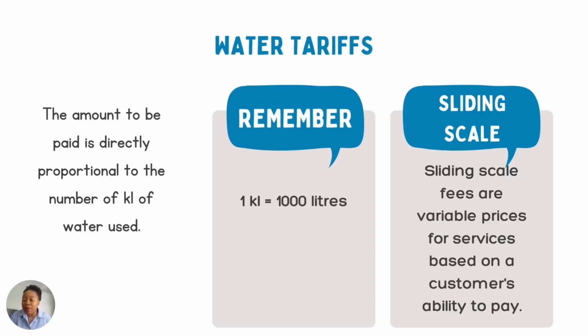Secondly, with water tariffs, we use what we call the sliding scale. Sliding scale fees are variable prices for services based on customers' ability to pay, okay? Because water is one of the essentials in South Africa, the municipality tends to be more lenient when it comes to this, and that is why people spend less on water than they do on electricity.